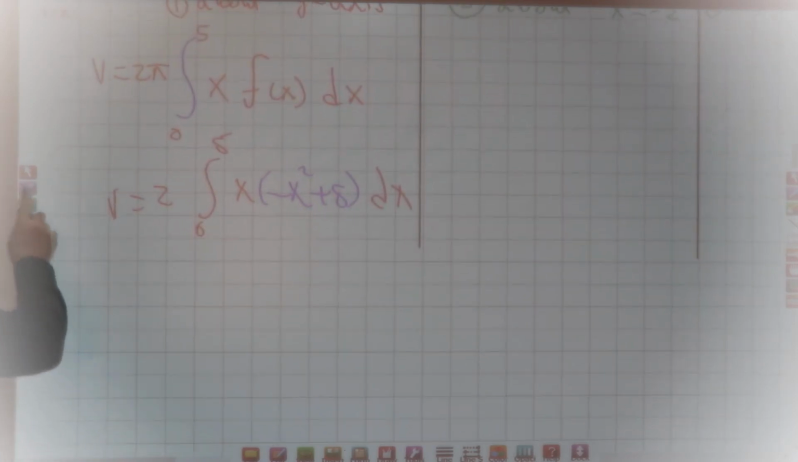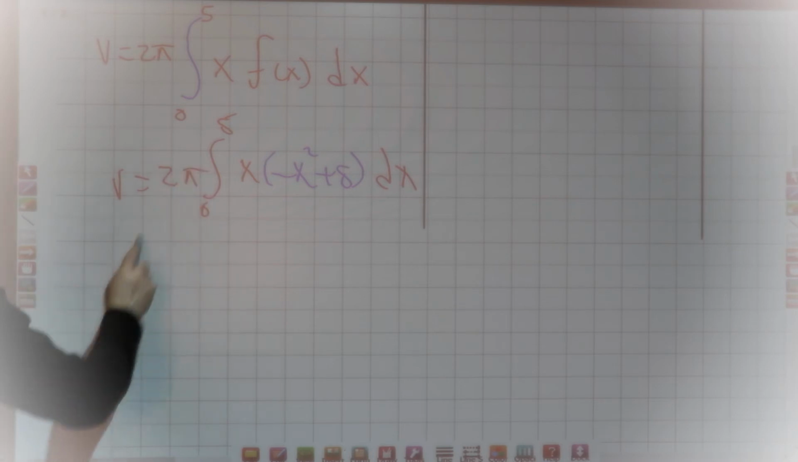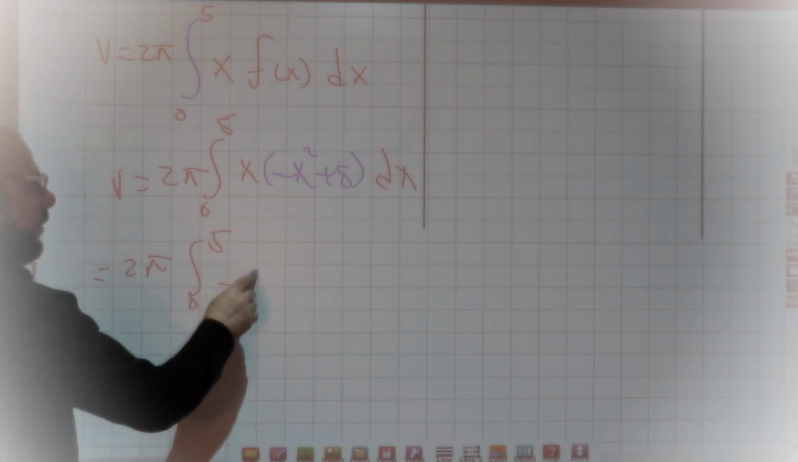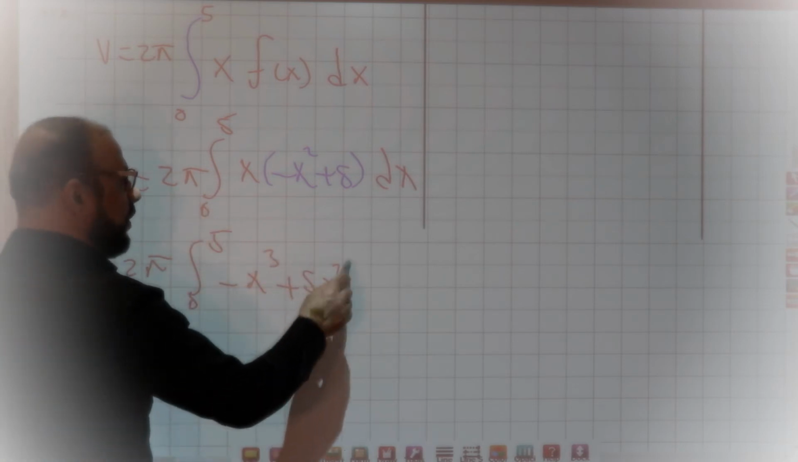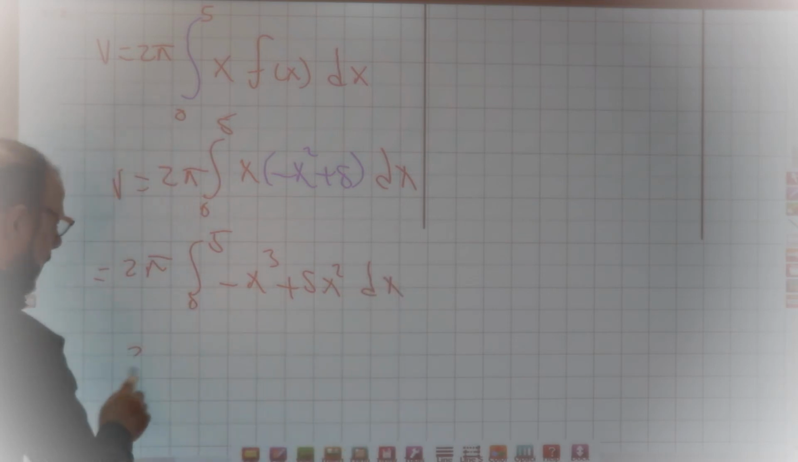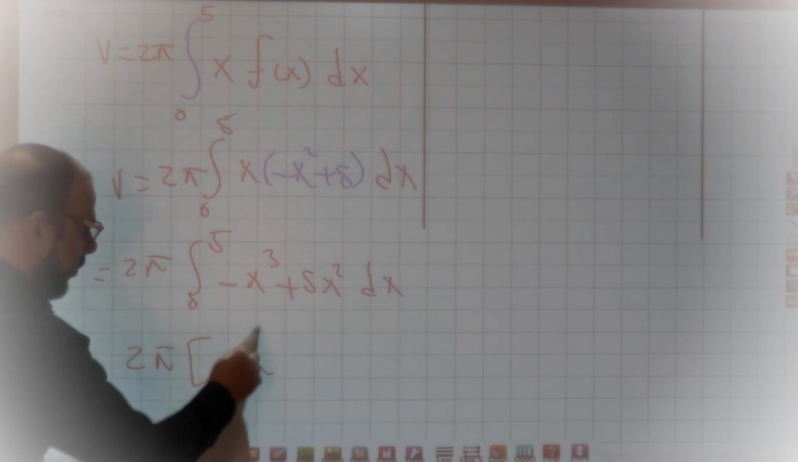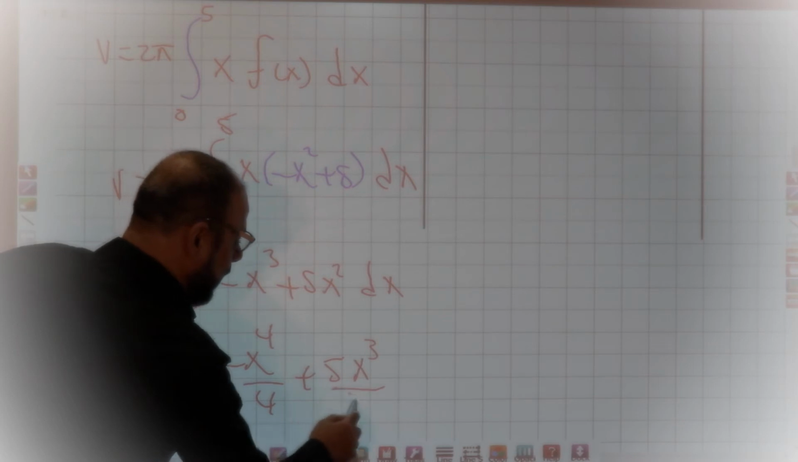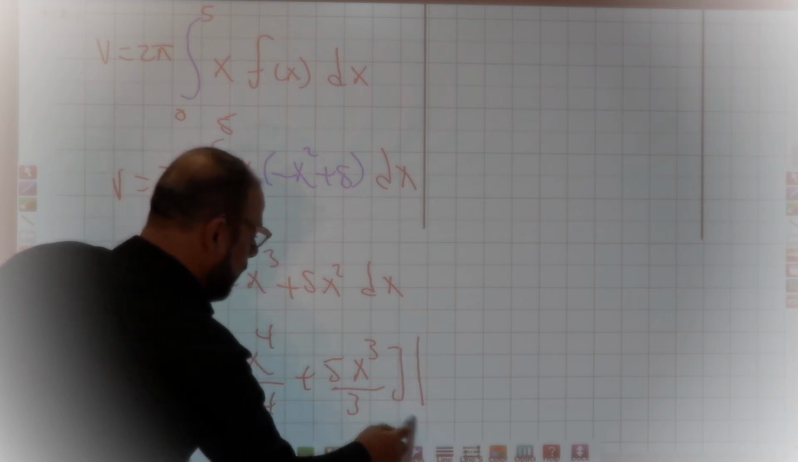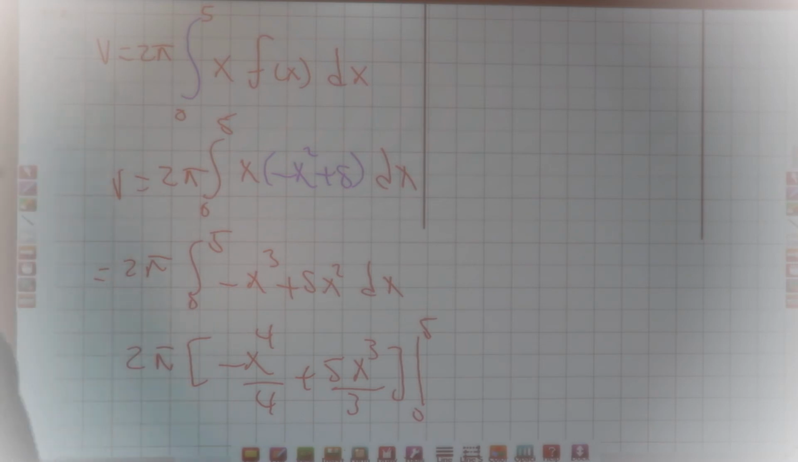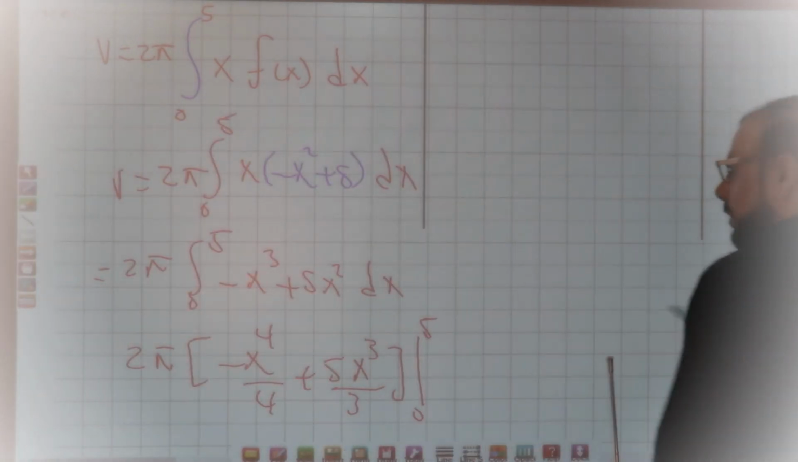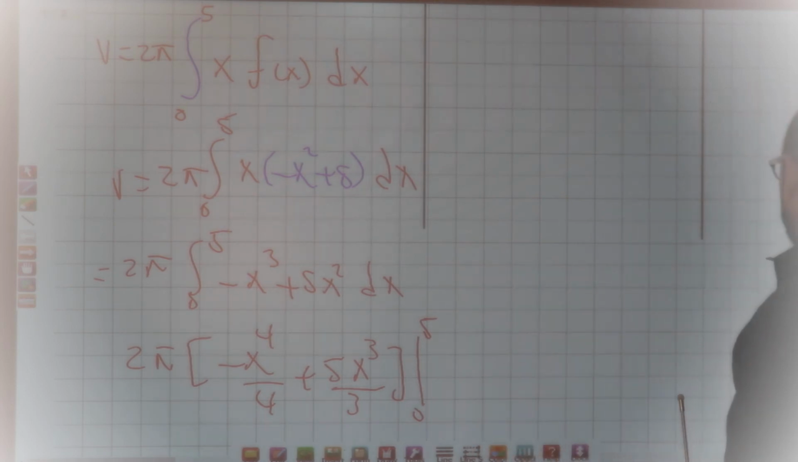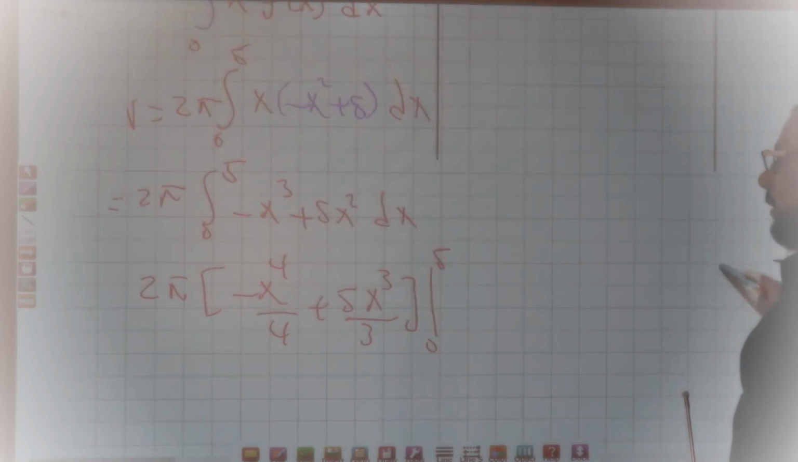The integration is 2 pi, right? And integration from 0 to 5 of negative x cubed plus 5x squared dx, which is, I'm going to leave the last step for you guys, okay? For more practice: negative x to the fourth over 4 plus 5x cubed over 3 from 0 to 5. You can finish this guy by plugging in the 5 and the 0, right? If you want me to plug it in, just send me a text. I'm going to come back and give you the answer.